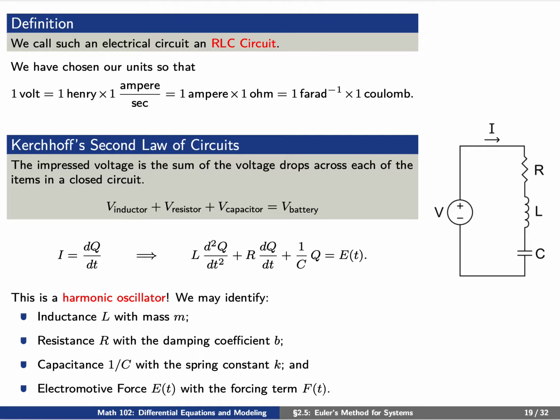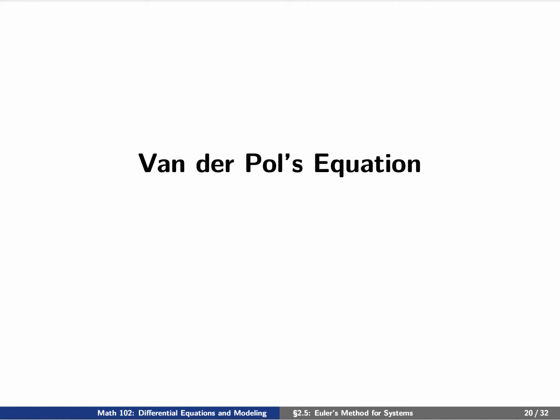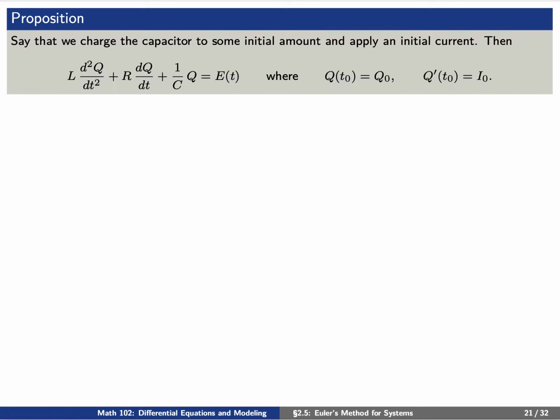Now that we've discussed electric circuits, let's return back to van der Pol's ideas. As we just stated, let's say that we have the charge Q on a capacitor that's given some initial amount and some initial current. Then we have the following initial value problem. L d squared Q dt squared plus R dQ dt plus 1 over C times Q equals E of t, where initially our charge at t0 is Q0 and our current at t0, Q prime at t0, equals I0.